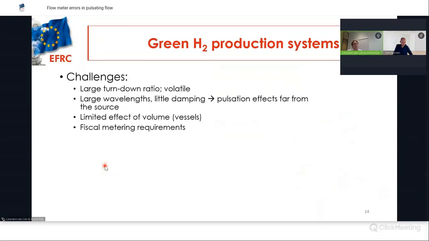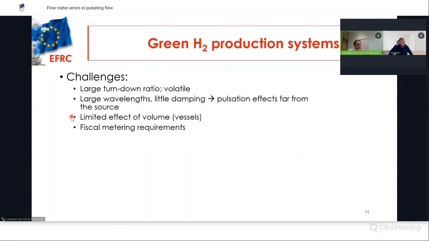And a side note on this is that in future systems, for example, the next generation green hydrogen production systems, this may be exactly happening because these systems are supposed to operate at a very large turn-down ratio. They're very volatile systems. And you remember hydrogen: large wavelengths, little damping. So in these systems, the pulsations can propagate really far from the source. Moreover, you have a limited effect of volumes in the system. So the buffering of the system is also low due to the high speed of sound.